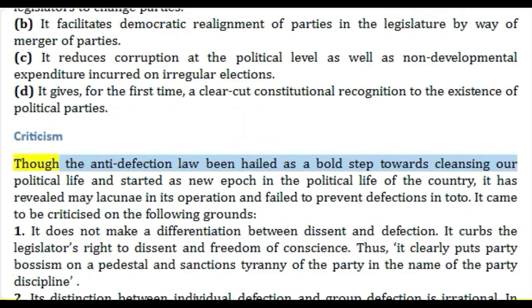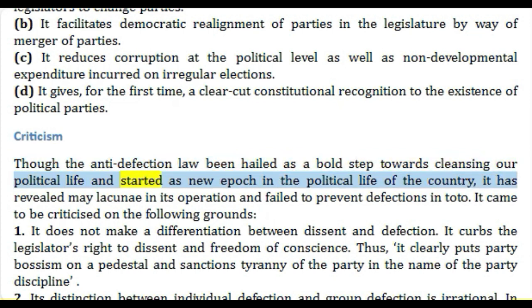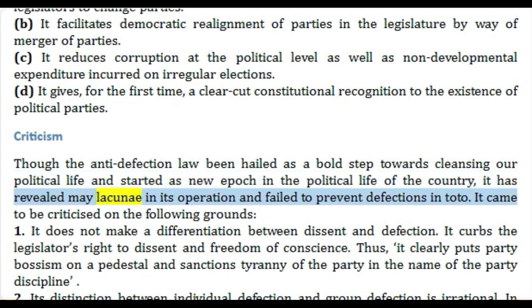Criticism. Though the anti-defection law was hailed as a bold step towards cleansing our political life and started a new epoch in the political life of the country, it has revealed many lacunae in its operation and failed to prevent defections in toto. It came to be criticized on the following grounds.